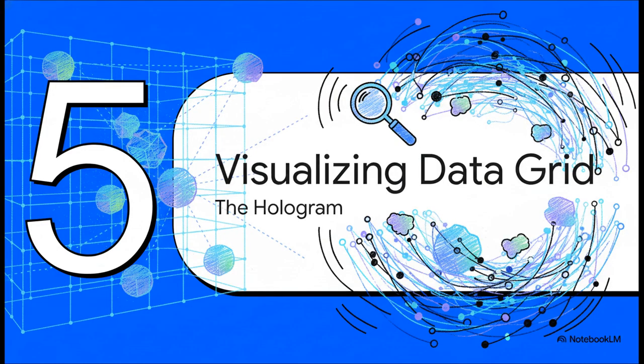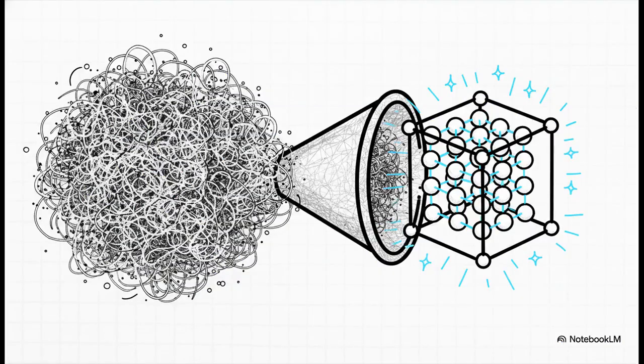All right, let's pull back the curtain for our final section. Part 5, Visualizing the Data Grid: the hologram. There's this developer on Reddit who built a truly mesmerizing proof of concept called Project Golem. By using a mathematical technique called UMAP, they actually managed to map those massive high-dimensional embedding vectors all the way down into a visual 3D space. It literally renders your RAG vector retrievals as a glowing, interactive 3D map right on your screen.